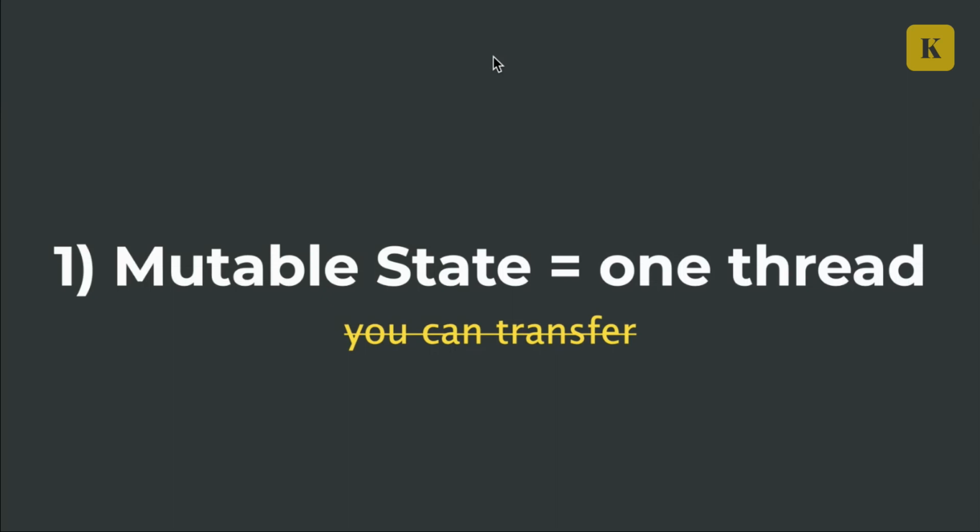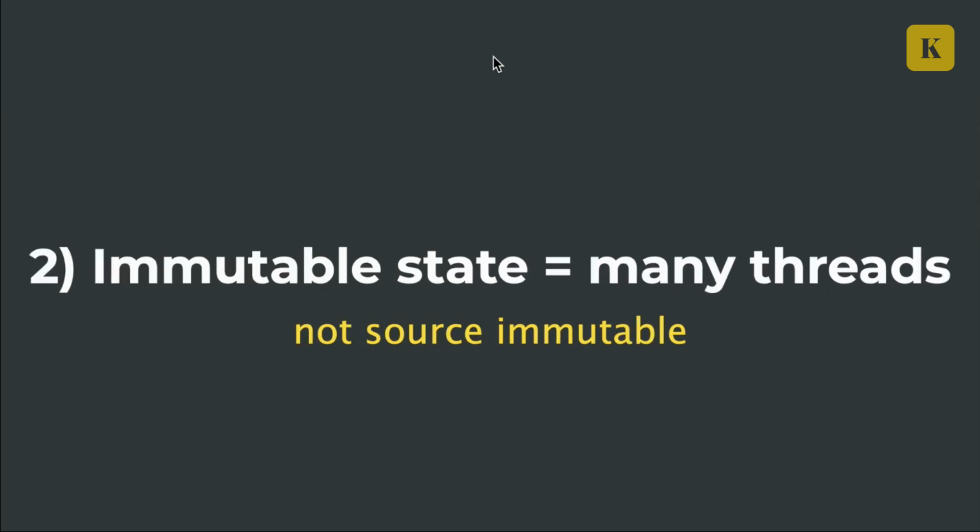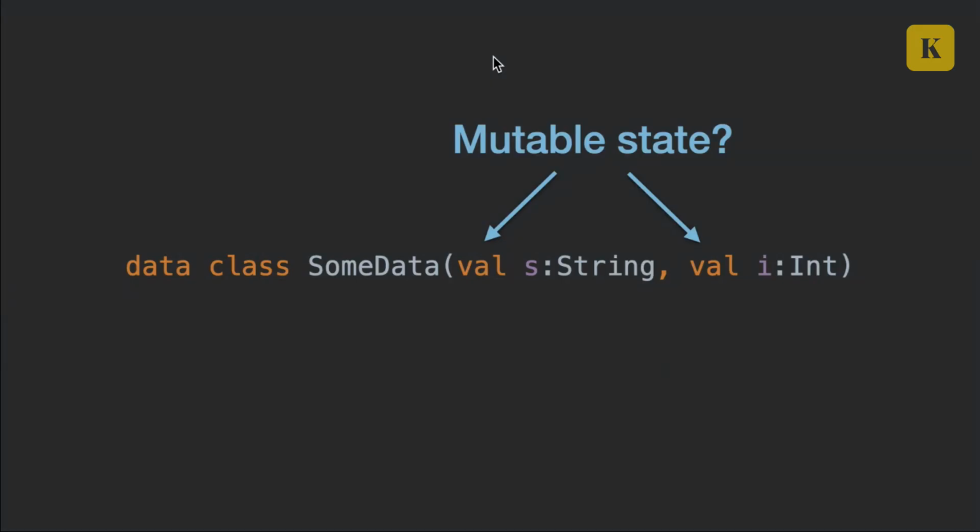It's syntactically very difficult. And in practice, once you have data and you're passing it around, good practice says make it immutable anyway. That's pretty much what everyone does. So immutable state is shareable across many threads, right? That means you can pass it around. We talked about that, but not source immutable.